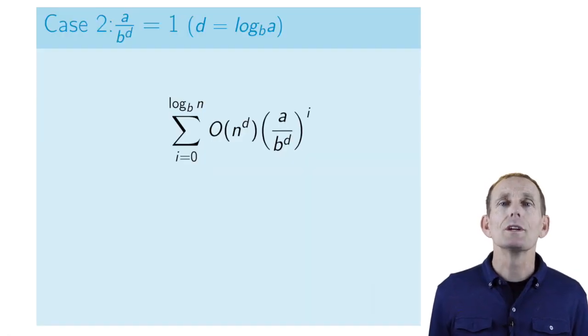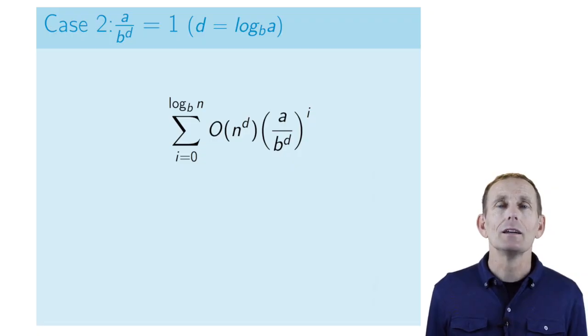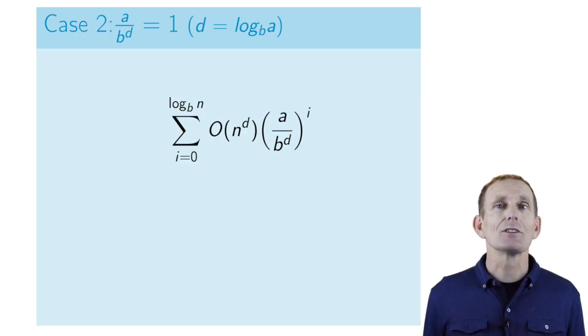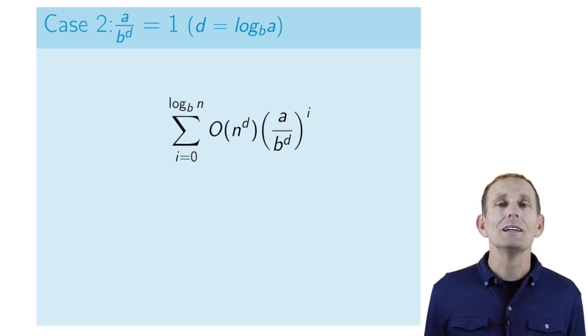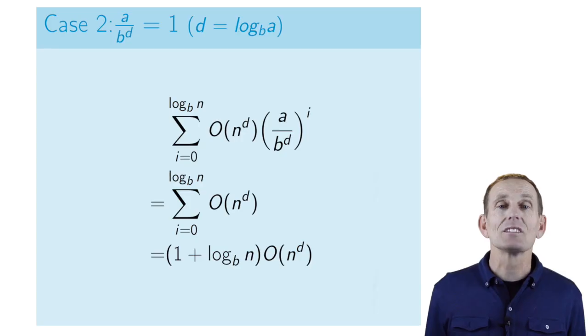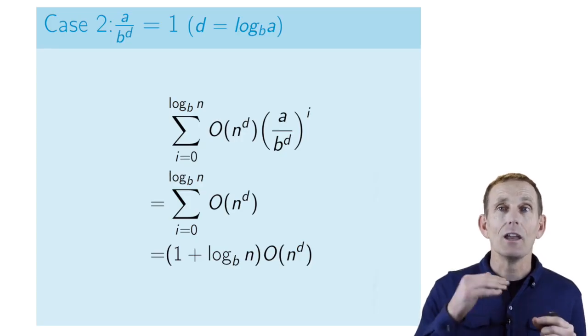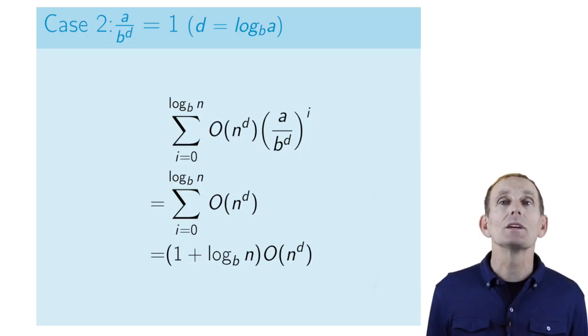Case 2, where d equals log base b of a, and equivalently a over b to the d is equal to 1. Well, if a over b to the d is equal to 1, remember our geometric series formula didn't hold. So we're just going to have to calculate this. If a over b to the d is 1, then a over b to the d to any power is still 1. So our summation is just the summation from i equals 0 to log base b of n of big O of n to the d. And that's just 1 plus log base b of n, because that's the number of terms in our summation, times big O of n to the d.